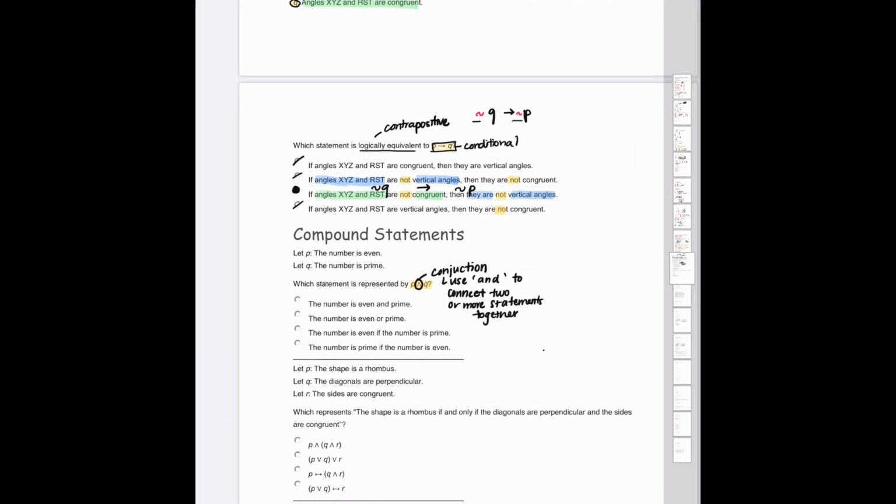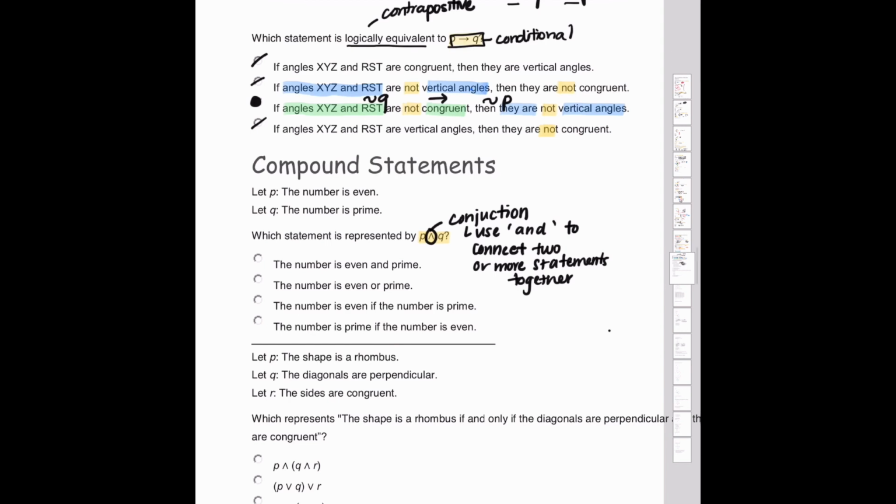So in this instance, we are trying to find which statement represents P and Q. Well, the easiest way to go about this question is to first identify which of these uses the word and. We can see that only one statement uses the word and, therefore we can logically assume that that is our conjunction, because conjunctions use the word and.